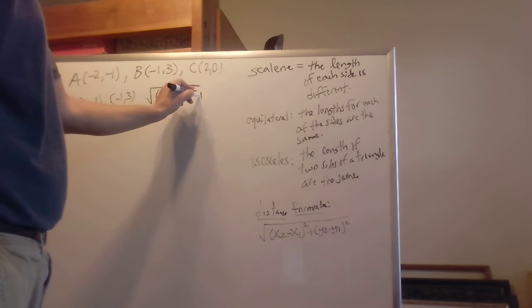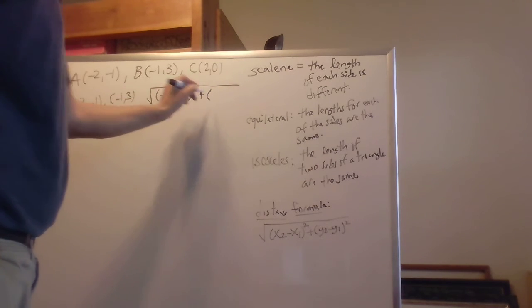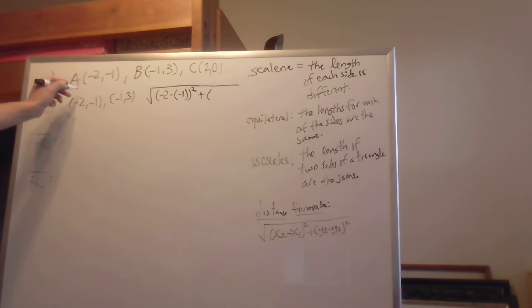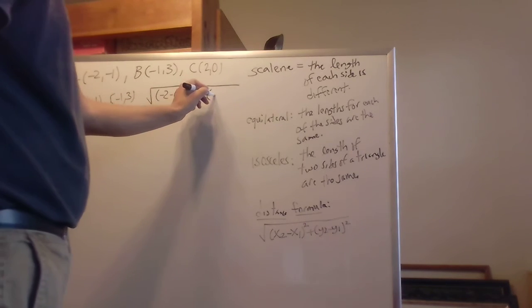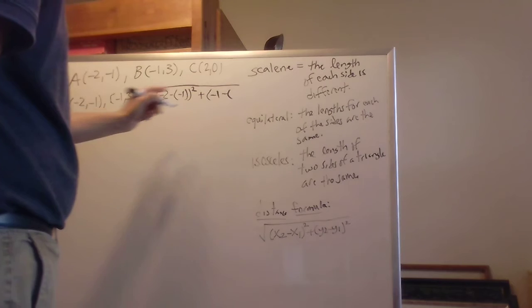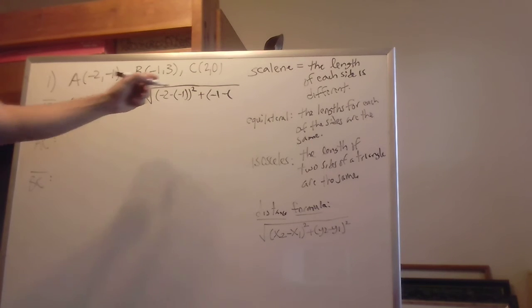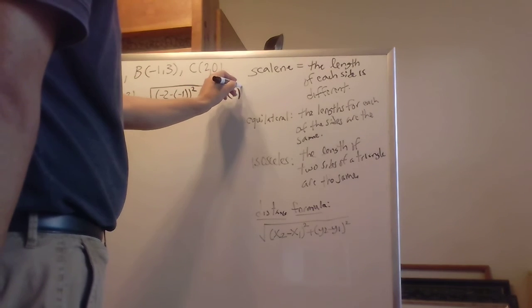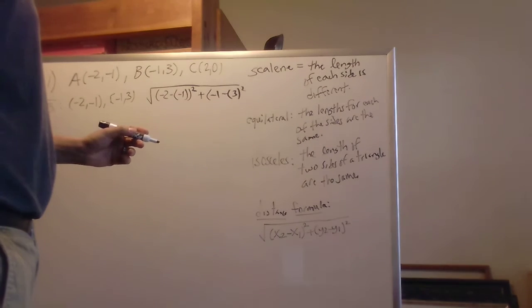We're going to square it, and then we're going to do the same thing. Since we started with -2 for our x, we're going to take -1 for our first y coordinate, and we're going to subtract the other y coordinate, which is 3, and then we're going to square it.